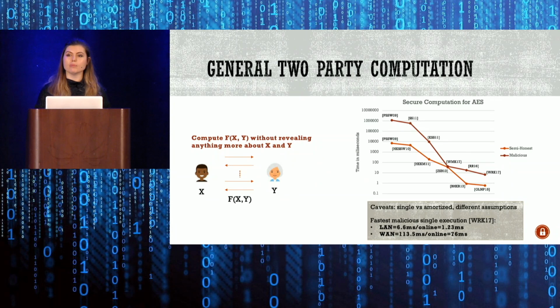So we have seen multiple orders of magnitude improvement in the computation time, starting in the beginning with needing hours in the semi-honest case and more than a day in the malicious case. And nowadays, we can run secure AES in the semi-honest case under 1 millisecond, and in the malicious case, we need about 6.6 milliseconds. So that's another very impressive development in general secure computation.